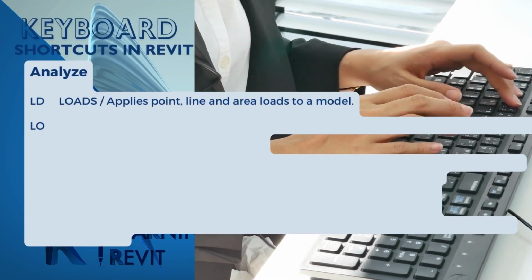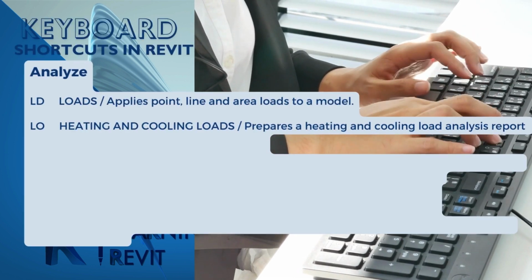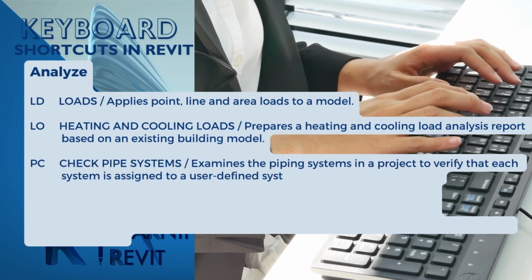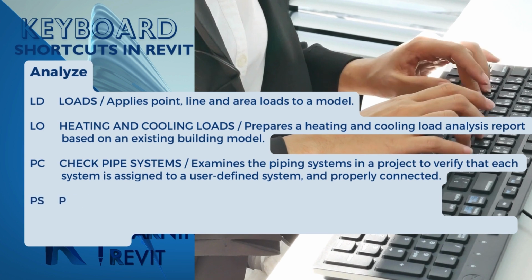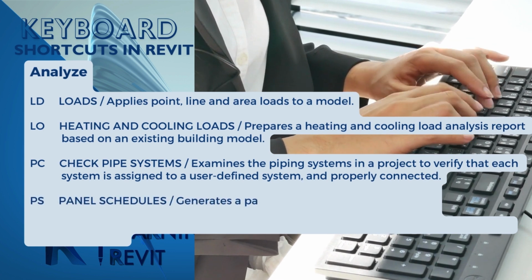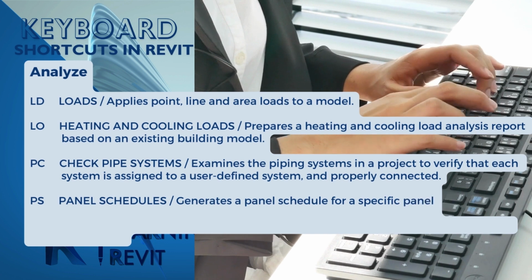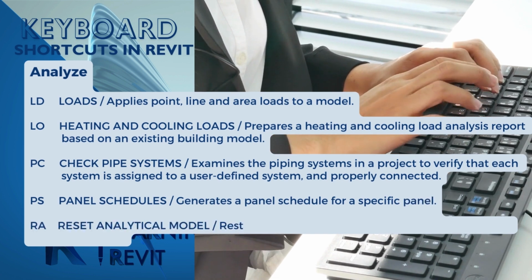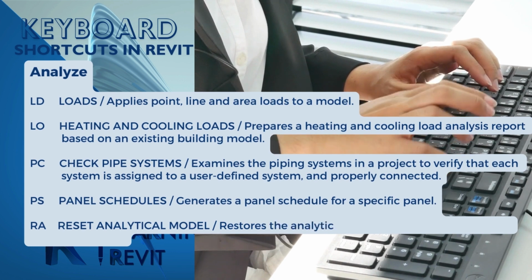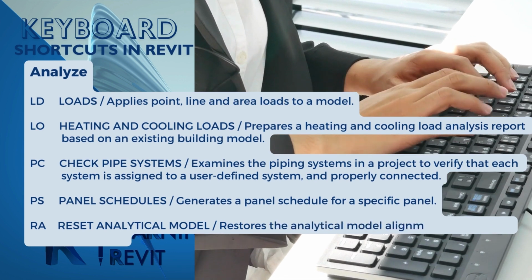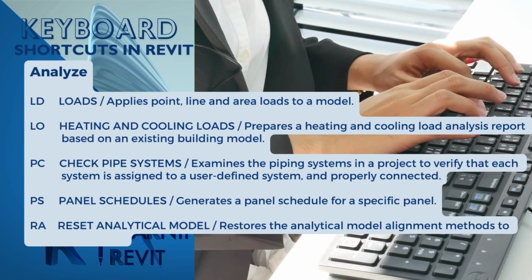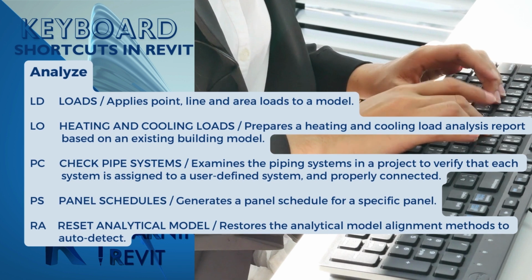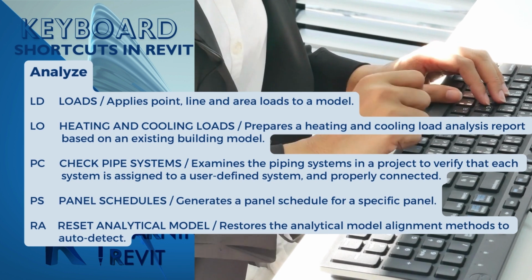LD, Loads, applies point, line, and area loads to a model. LO, Heating and Cooling Loads, prepares a heating and cooling load analysis report based on an existing building model. PC, Check Pipe Systems, examines the piping systems in a project to verify each system is assigned to a user-defined system and properly connected. PS, Panel Schedules, generates a panel schedule for a specific panel. RA, Reset Analytical Model, restores the analytical model alignment methods to auto-detect.